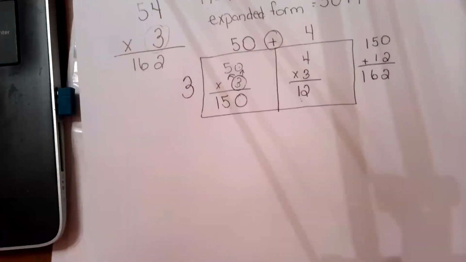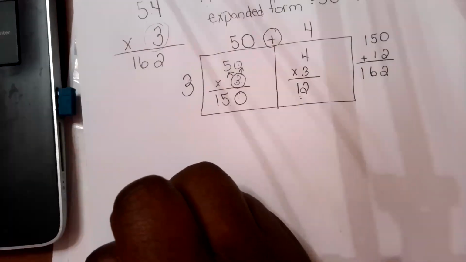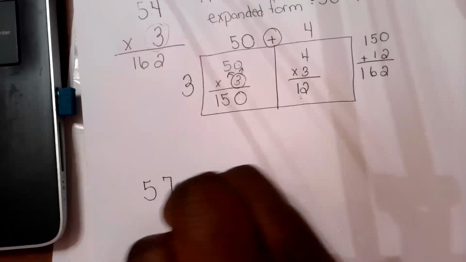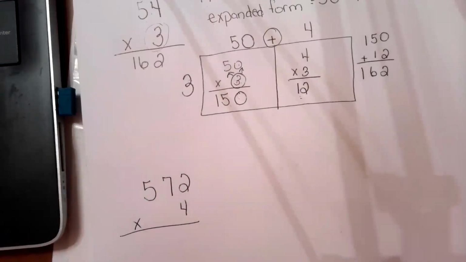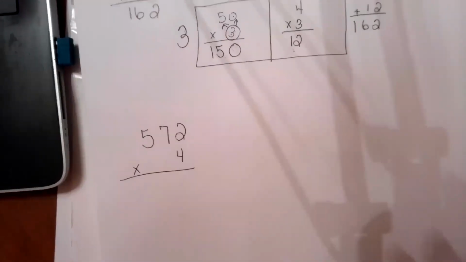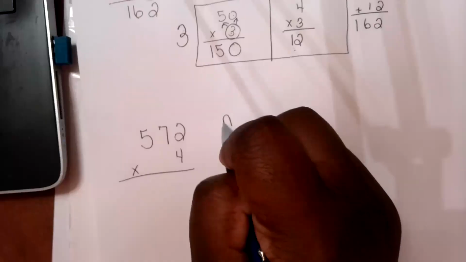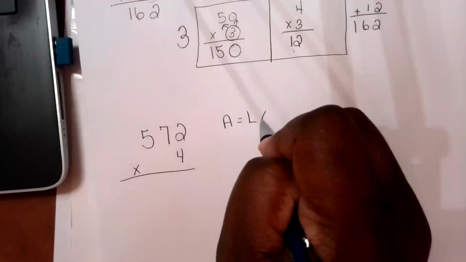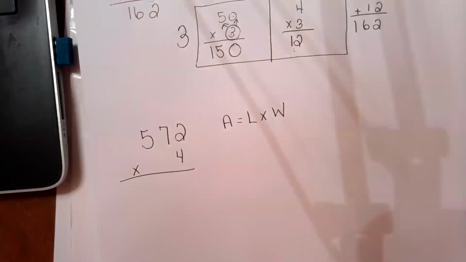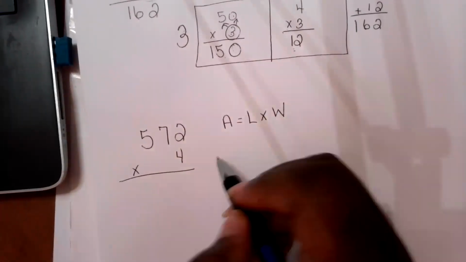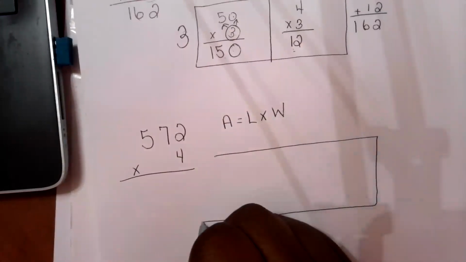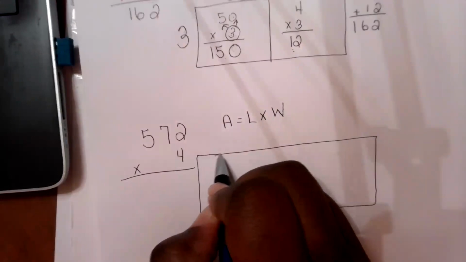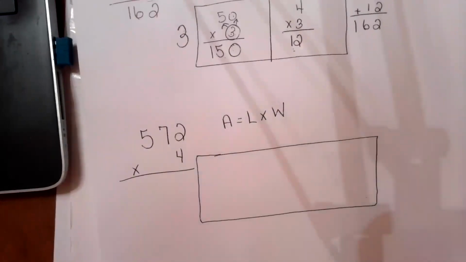Okay, so let's try a 3-digit number now. Let's try 572 times 4. Again, I'm going to use my area model. That means my formula is going to be area equals length times width. Now, the number of digits in my largest number will be how many boxes I need.